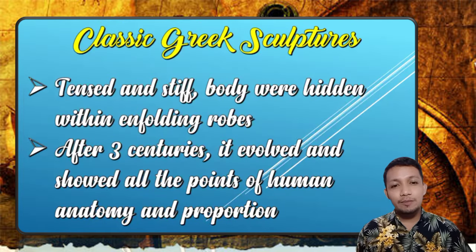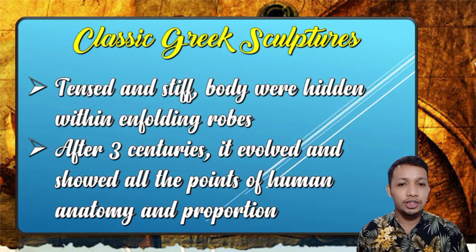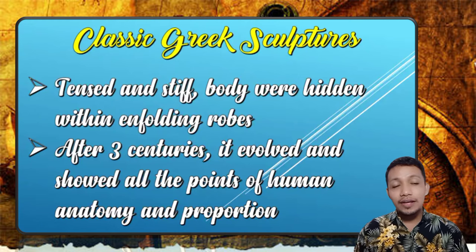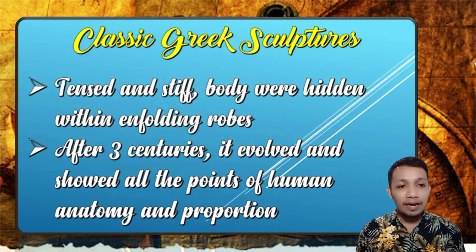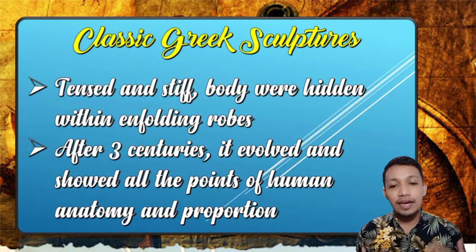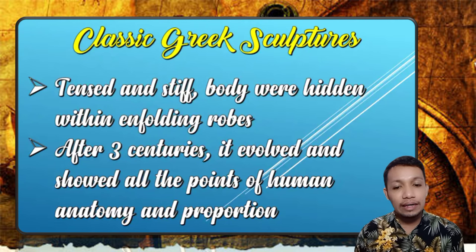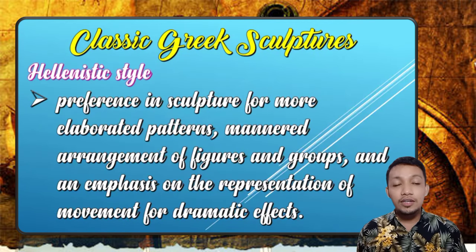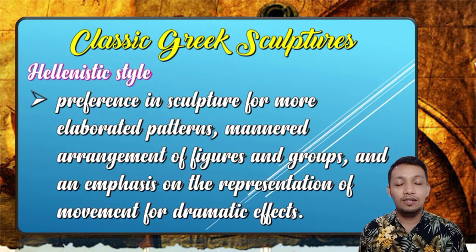And now class, let's proceed to classical Greek sculptures. Classical Greek sculptures are characterized as tense and stiff, and bodies were hidden within enfolding robes. After three centuries, it evolved and showed all the points of human anatomy and proportion. Classical Greek sculptures adopted the Hellenistic style.